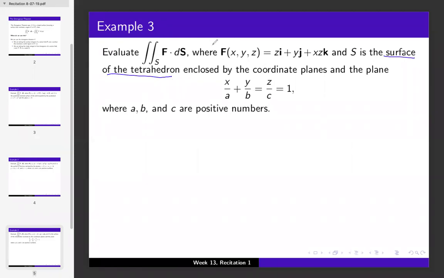and it's enclosed by the coordinate planes and the plane x over a plus y over b, plus, that should be a plus, not an equals. That's a typo that I'll correct in my notes, plus z over c equals 1. a, b, and c are positive numbers.